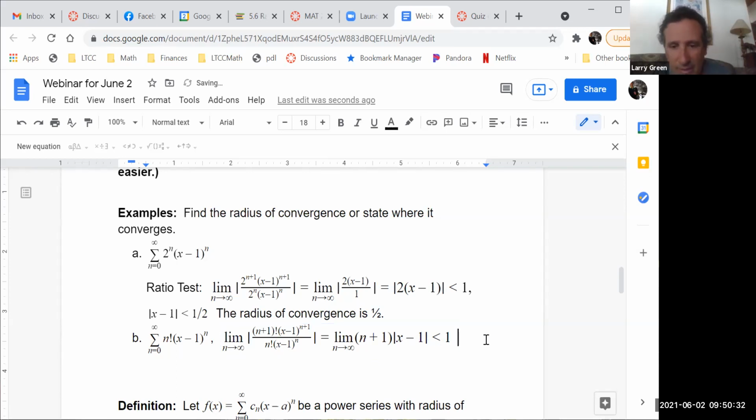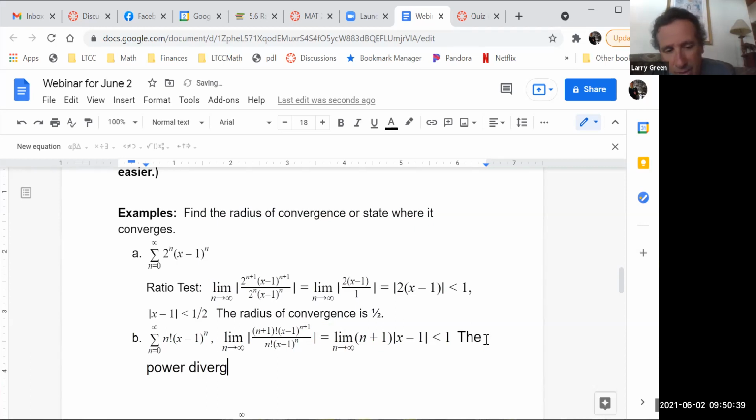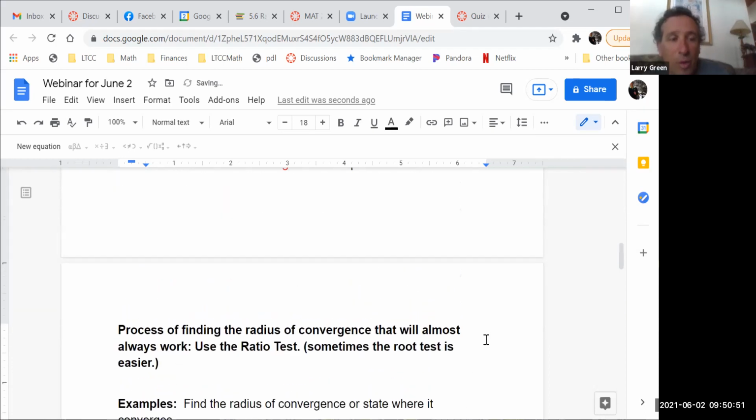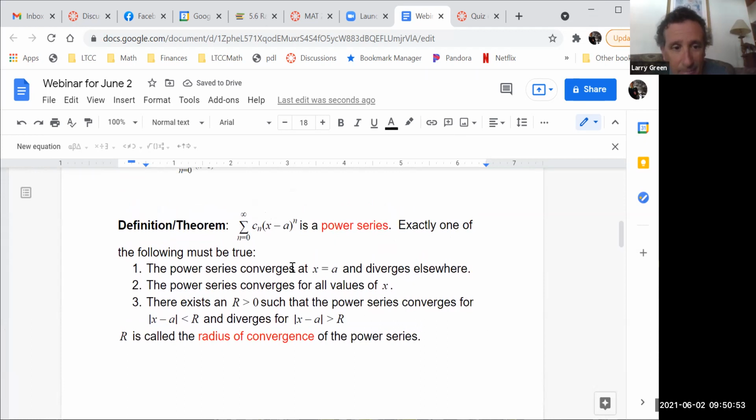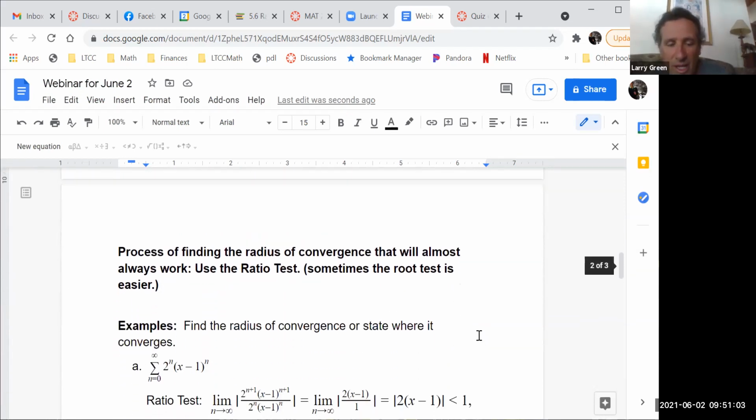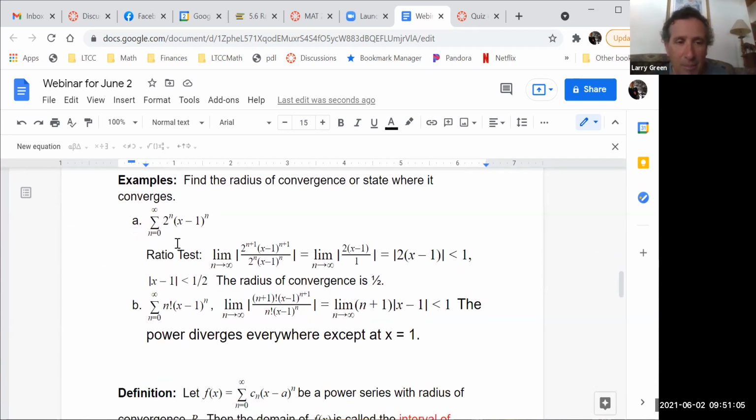So this power series diverges everywhere except at x equals 1. So notice that we're in part one. Okay, this is an example of number one, is we converged at x equals 1 and diverged everywhere else. Any questions on these examples?